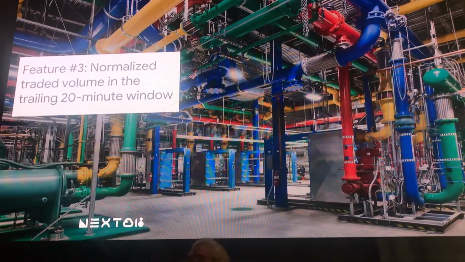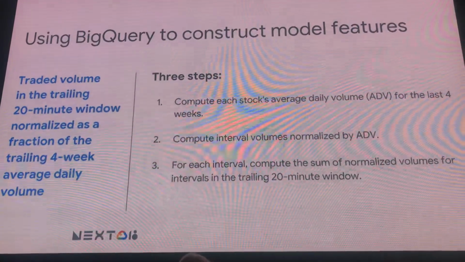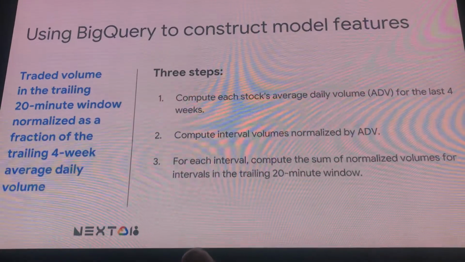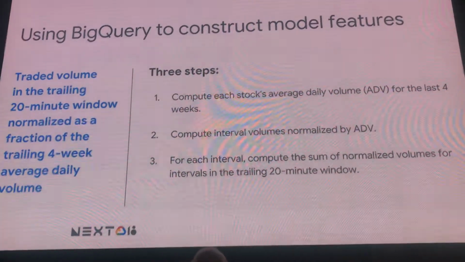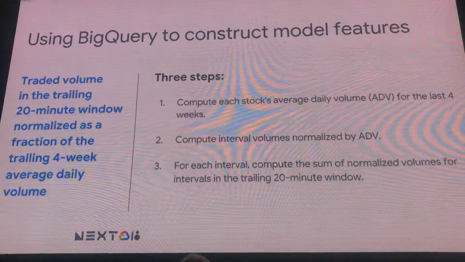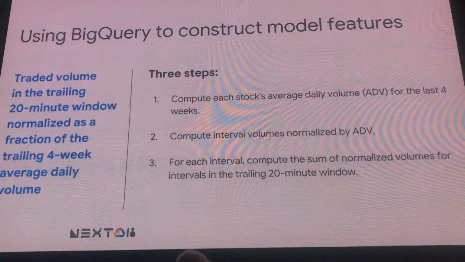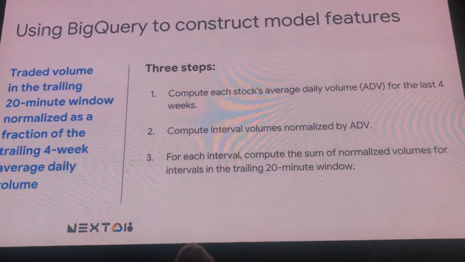Okay, feature number 3, normalized traded volume. There are 3 steps here, as I mentioned before. We compute each stock's average daily volume for the last 4 weeks. We compute interval volumes, normalize them by ADV, and then for each interval we compute the sum of normalized volumes for those 10-second intervals in the preceding 20-minute window. So there are 3 steps here.